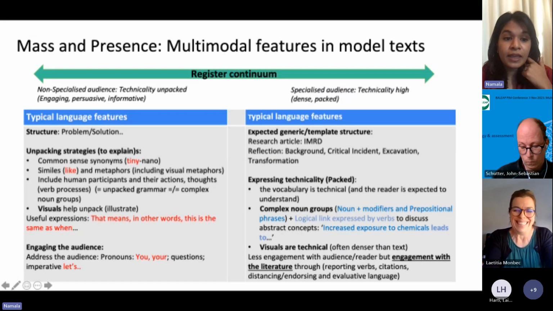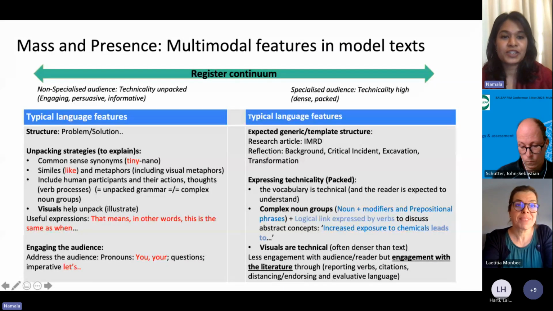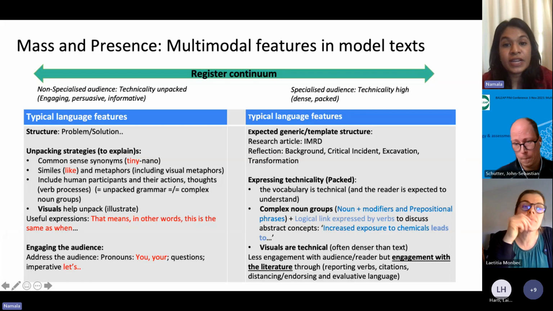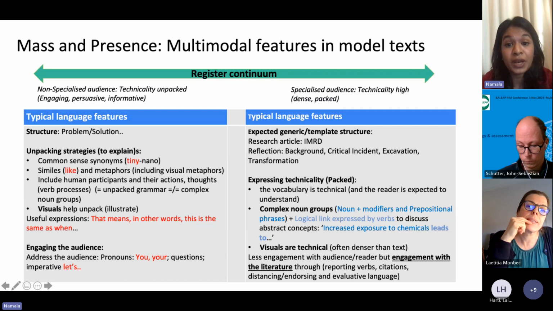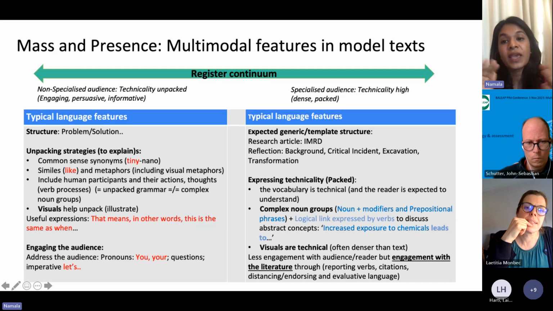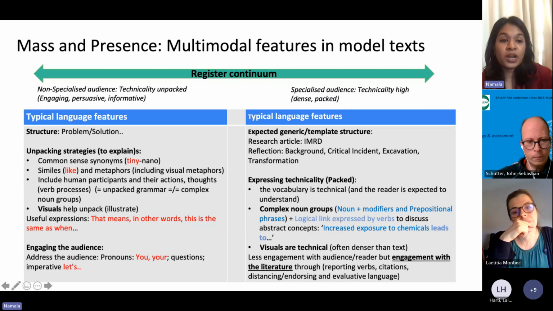I'm getting to the section where Letitia is going to come in now and talk about different aspects of how we looked at this in relation to student text. We worked out these concepts in relation to actual language features and visuals, bringing in the two modes. We looked at what kind of genre, for a non-specialized audience: how is the technicality unpacked, how is it engaging or persuasive or informative? Versus a specialized audience, where the technicality is a lot higher and more densely packed, and what are some of the features that we can see in language.